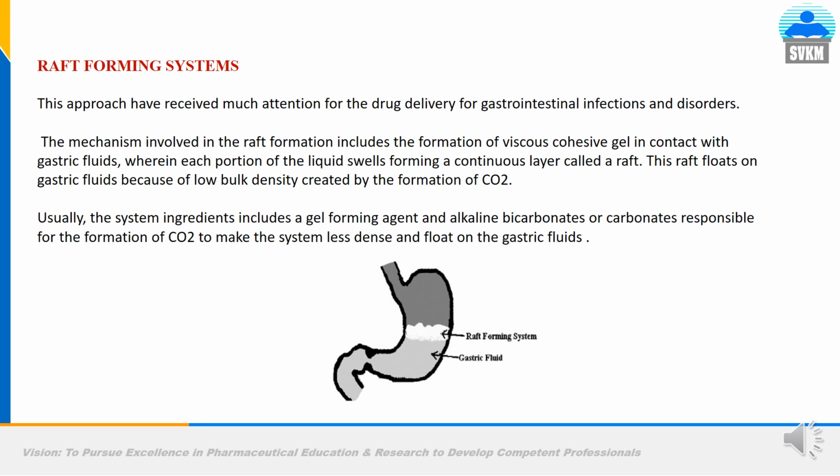Because why it will float? Because it is having low density. How? Because of formation of carbon dioxide. So two main ingredients used here are gel forming agent and alkaline bicarbonates or carbonates, which will be responsible for formation of carbon dioxide, because of which the system will be less dense and it will float in the GI tube.